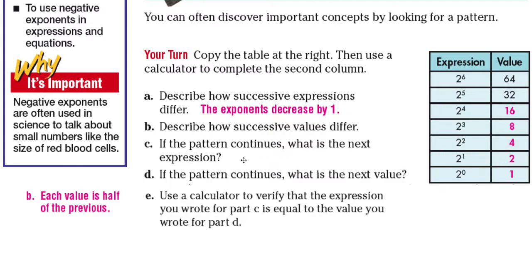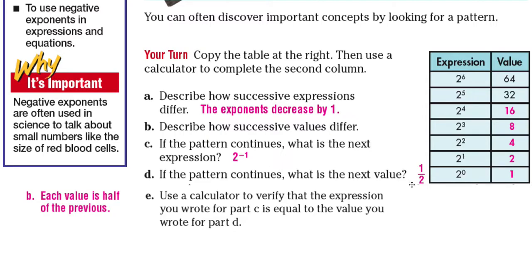If the pattern continues, what is the next expression? If we follow this, 6, 5, 4, 3, 2, 1, 0, the next expression would be 2 to the negative 1. If the pattern continues, what will be the next value? If this is half every time, the next value will be 1/2, right? And use a calculator to verify that the expression you wrote for part C is equal to the value you wrote for part D. Punch 2 to the negative 1 in your calculator, and you'll find that the value is equal to 0.5, or 1/2.